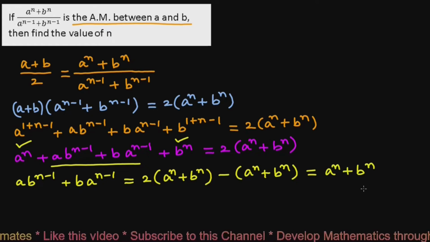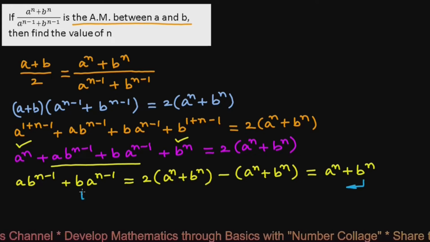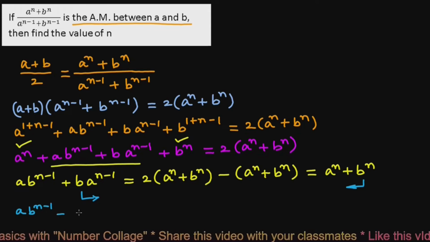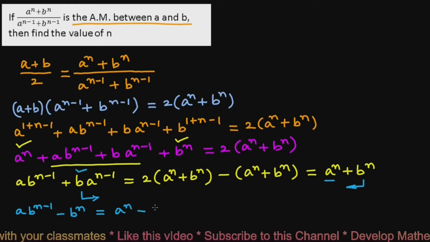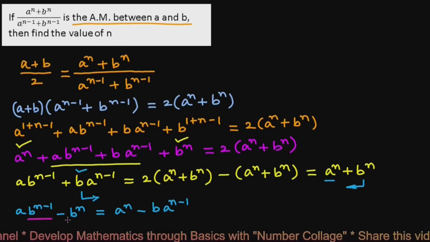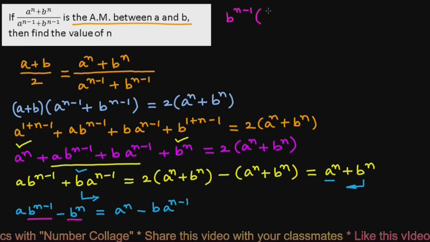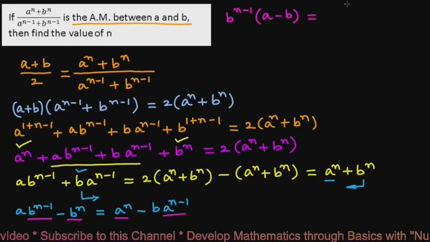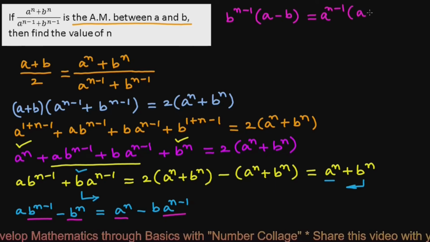Now we will send this b raised to n to the left side and this b into a raised to n minus 1 to the right hand side, and write a b raised to n minus 1 minus b raised to n equals this a raised to n minus this b a raised to n minus 1. Now we will take b raised to n minus 1 from these two terms and write b raised to n minus 1 multiplied by a minus b equals, we will take a raised to n minus 1 from these two terms and write a raised to n minus 1 multiplied by a minus b.